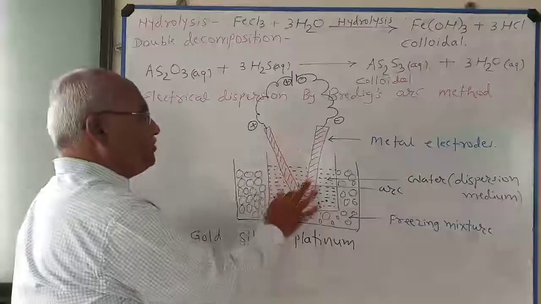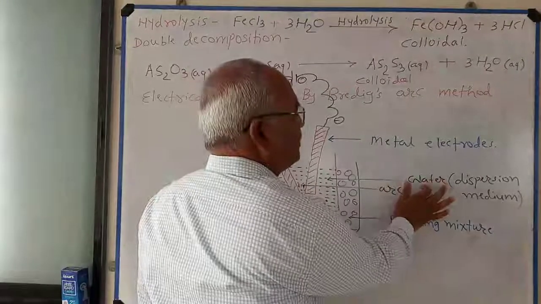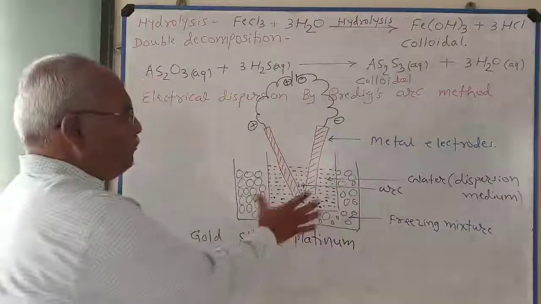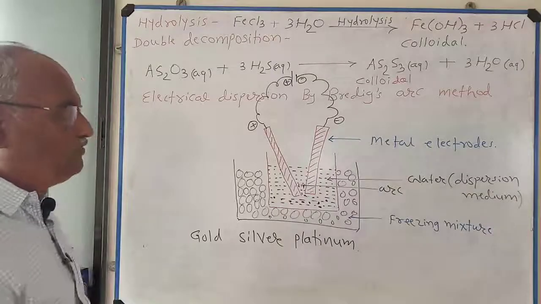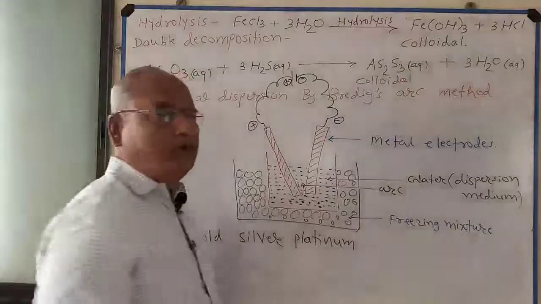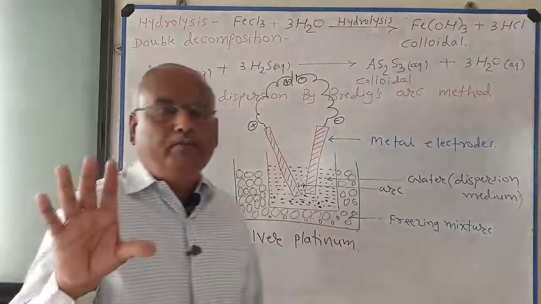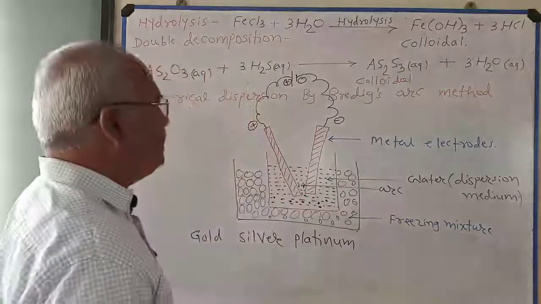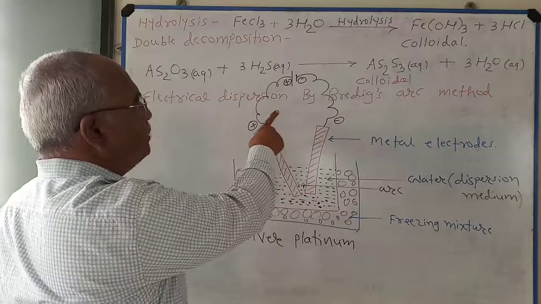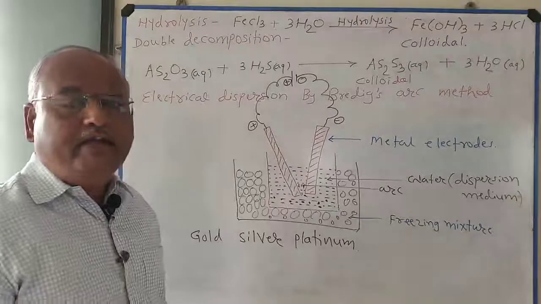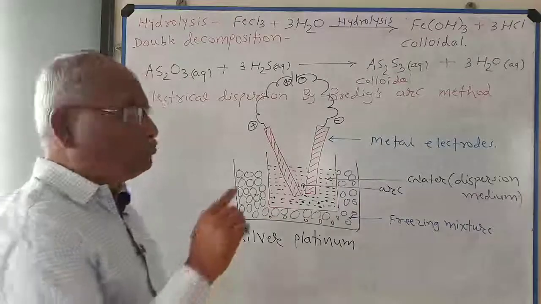These electrodes are dipped in dispersion medium. Water is the dispersion medium. The vessel is covered with freezing mixture. Mixture of ice and common salt is called freezing mixture. An electric current of high voltage is passed through these two electrodes.